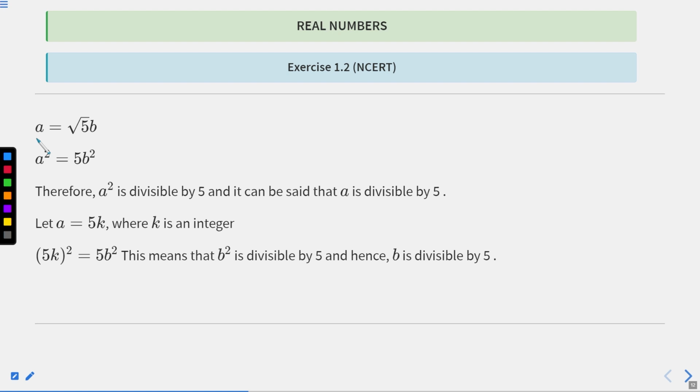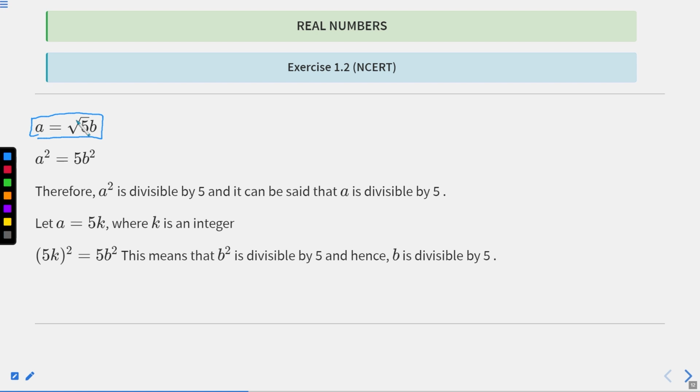Now we rewrite and rearrange the equation, then we can write a equal to root 5 times b. So a is equal to root 5 times b, and now if we square both sides, we get a squared equal to 5b squared.